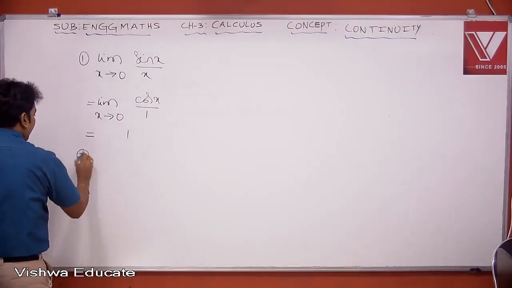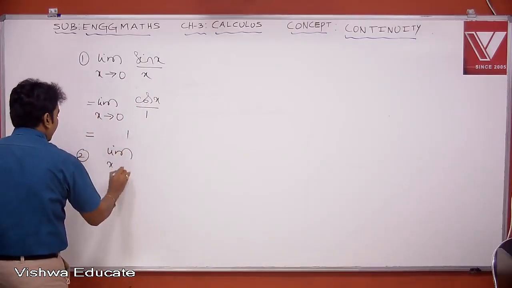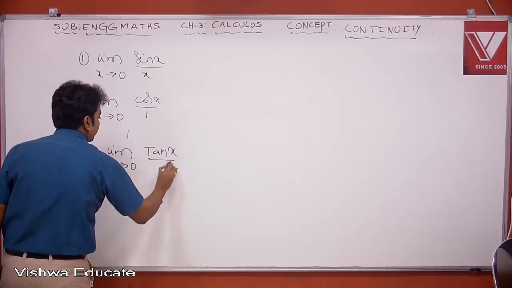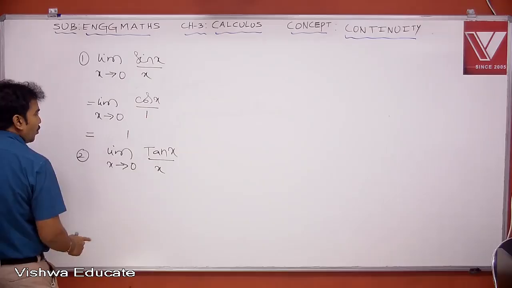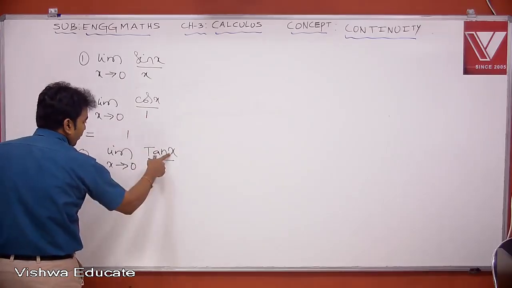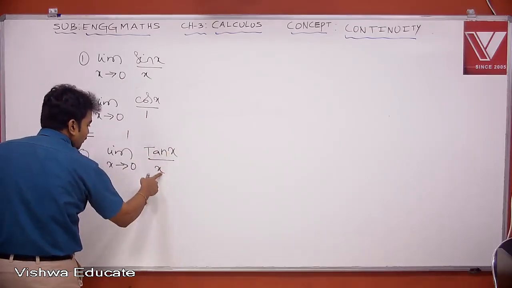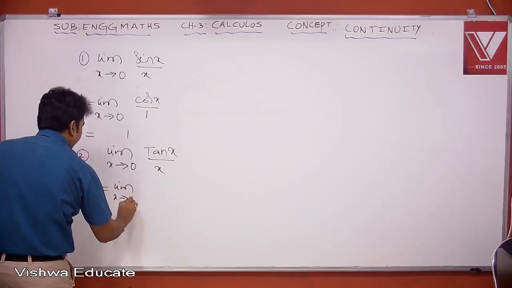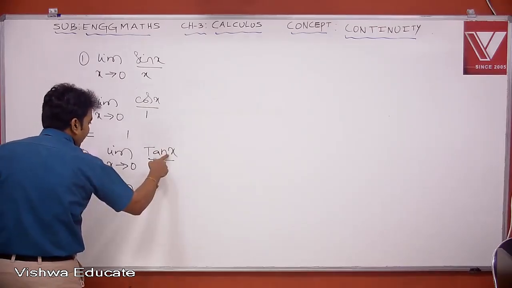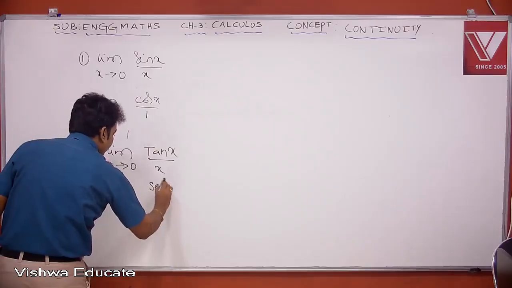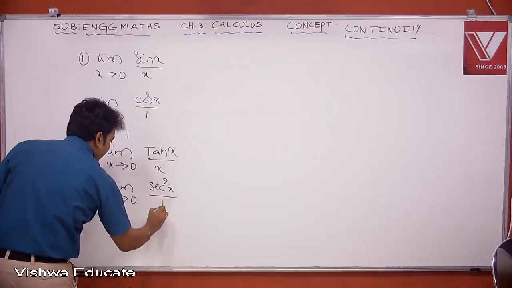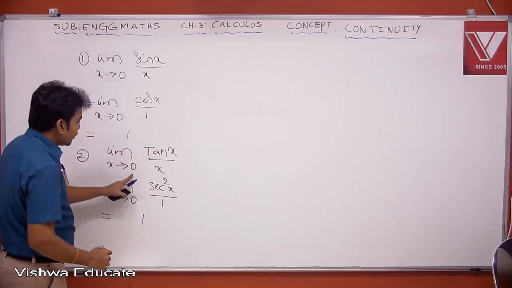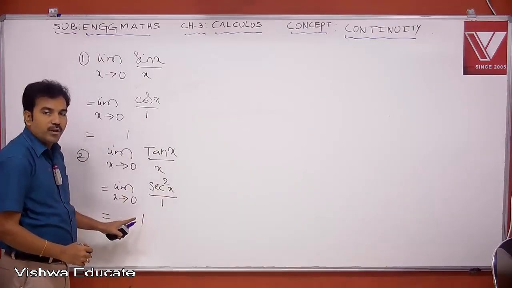Now let us take the second example. This is the limit as x tends to 0 of tan x by x. Here also when you replace x by 0, tan 0 is 0, so it is in 0 by 0 form. Apply L'Hospital rule. We get the limit as x tends to 0 of the derivative of tan x, which is secant square x, divided by the derivative of x, which is 1. What is secant 0? It is 1. Therefore, the limit as x tends to 0 of tan x by x is also equal to 1.